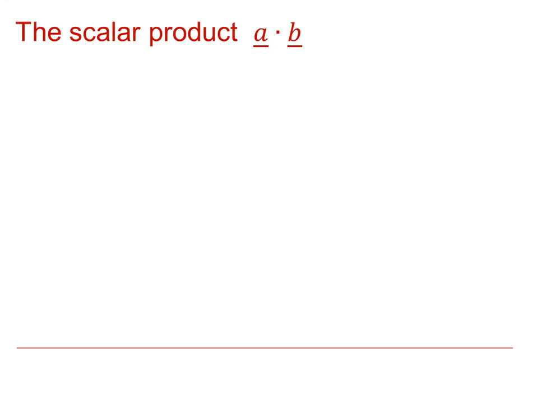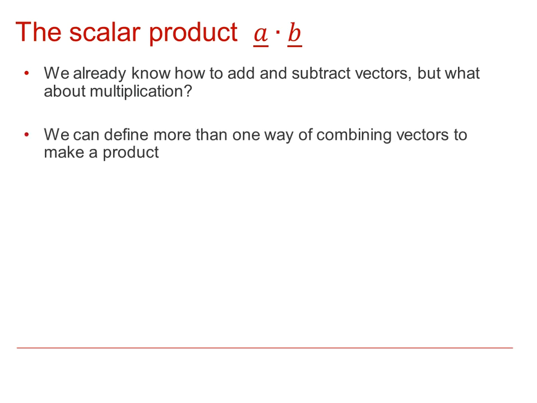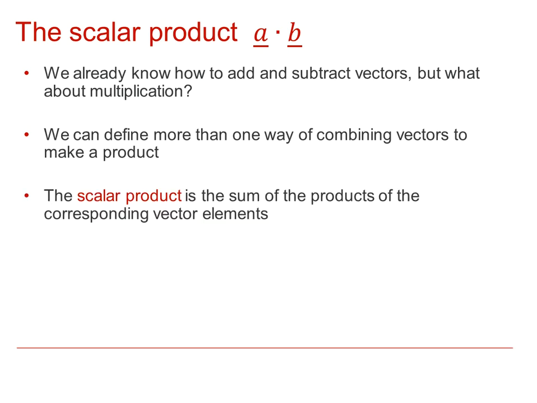We've already seen in a previous video that we can add and subtract vectors, but we haven't actually considered multiplication as yet. There's more than one way of defining multiplication of vectors. We're looking at what's called the scalar product, which is so called because it produces a pure number. So the scalar product we find by finding the sum of the products of the corresponding elements in a vector. So the x components multiplied together, the y components multiplied together, and then the sum of those.